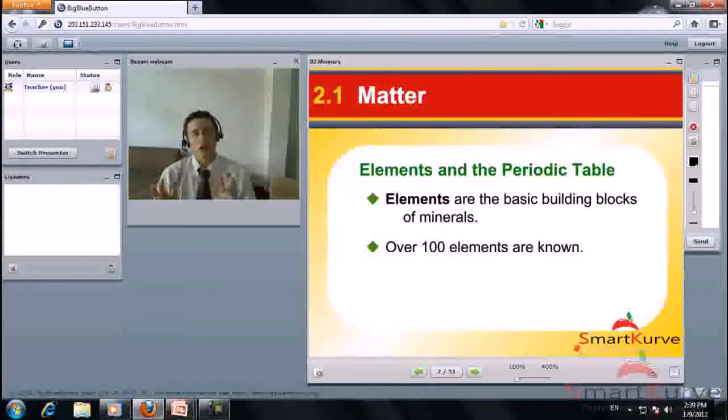Within these compounds, many compounds are known as minerals. And the purpose of today's lesson is to help you understand which elements are known as minerals and how they form and why they look the way they do.